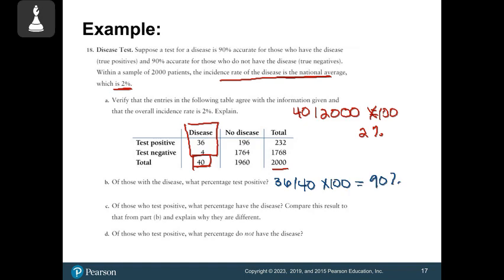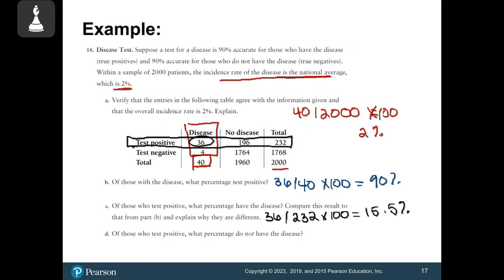Of those who test positive, what percent have the disease? So now we want to look different. Now we want to look at this row. Those who test positive, what percent have the disease? Well, 36 out of 232 have the disease, times 100. And that's going to give me 15.5%. So clearly our test was not very good here with testing positive. We had a lot of them that tested positive when they were not actually sick.